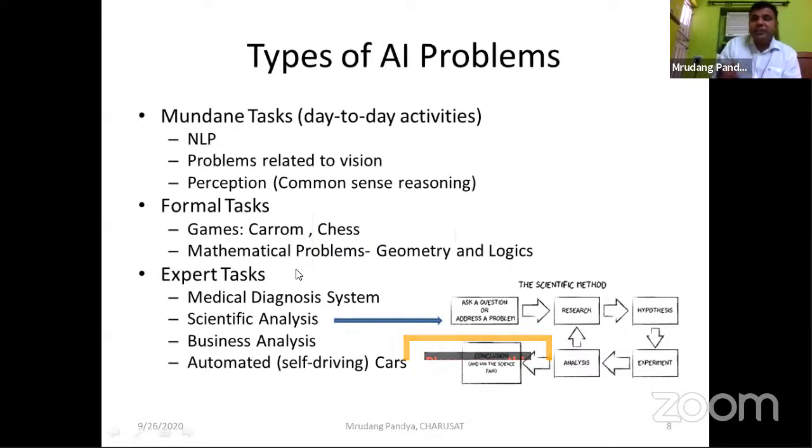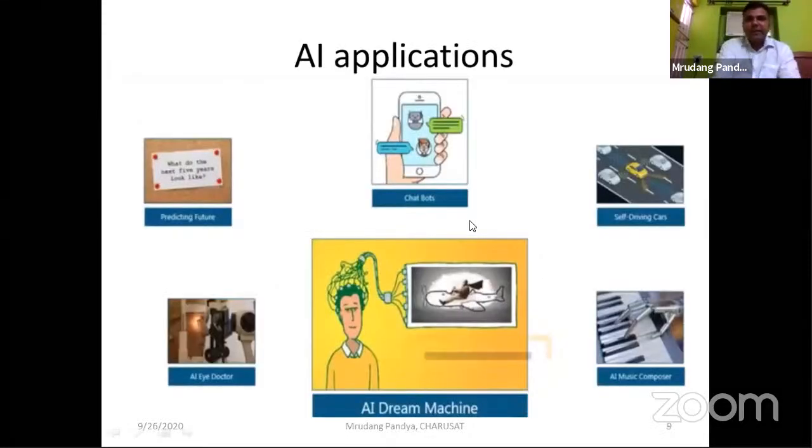One more thing is the automatic self-driving car, right? So that is also an expert task. Right now we are driving our car on our own, right? But Nvidia has their own automated car, BB8, right? And there are lots of other companies having it. Tesla has it too, right?